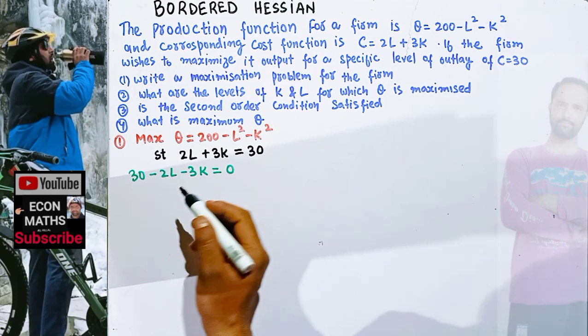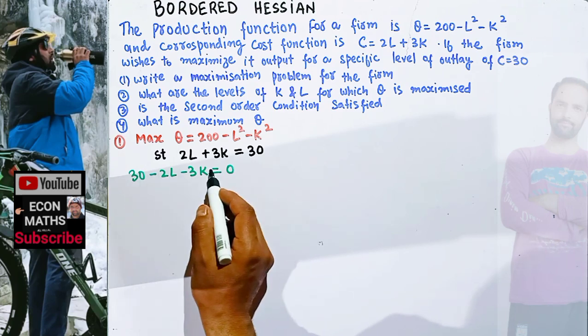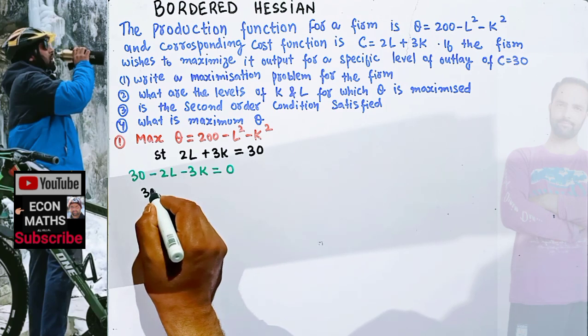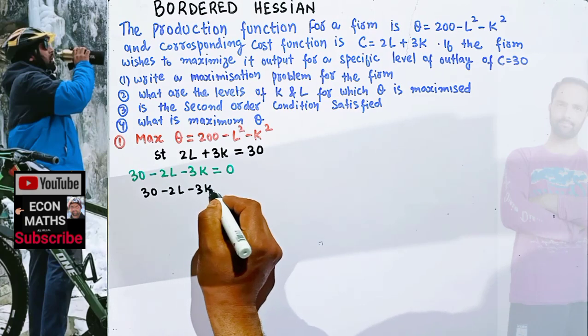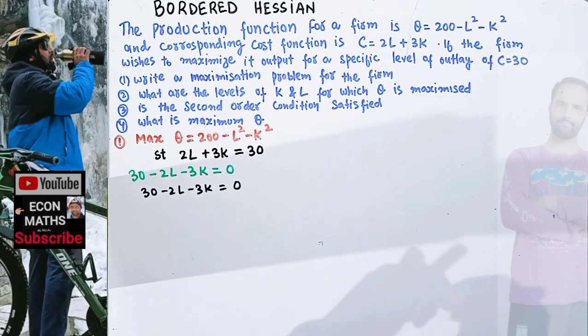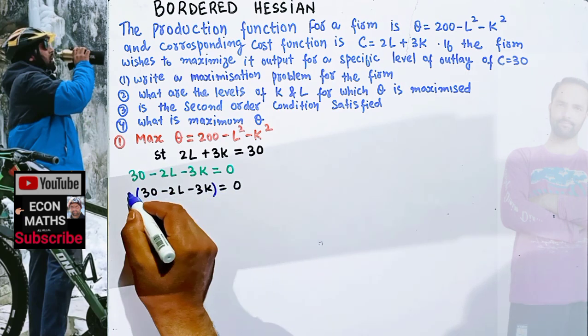The second step is to multiply this resulting constraint by lambda, that is 30 minus 2L minus 3K is equal to 0. Let us multiply it on both sides by lambda. So we have lambda here.